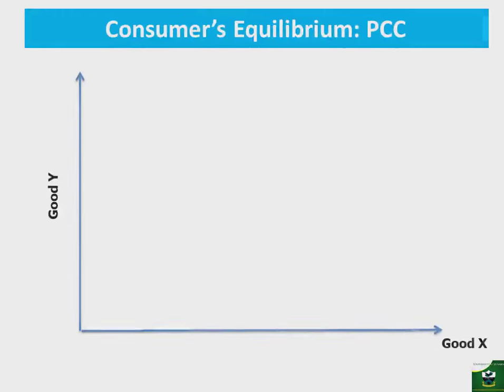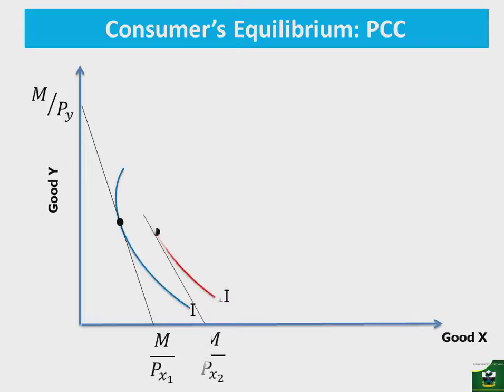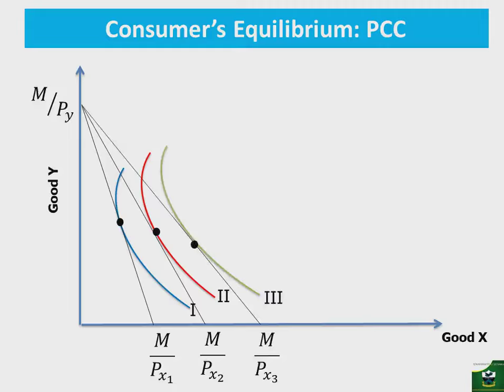So graphically, looking at good Y on the vertical and good X on the horizontal and our initial equilibrium on indifference curve 1, it means that if the price of the commodity reduced, the budget line will tilt outwards, and therefore new equilibrium will be spotted on indifference curve 2. If price reduces further, you'll notice that the budget line will tilt outward, and the new equilibrium will be spotted on indifference curve 3. When price reduces again, you'll notice that the budget line again will tilt outwards, and the new equilibrium will be spotted on indifference curve 4.